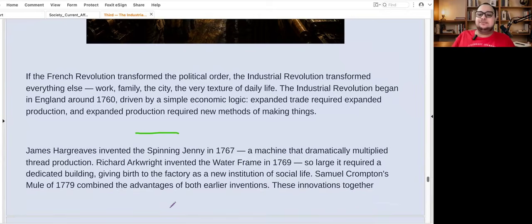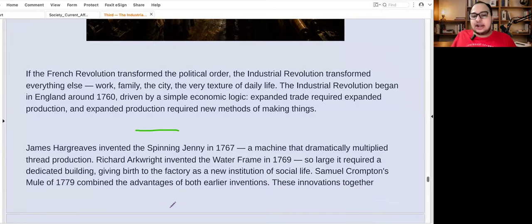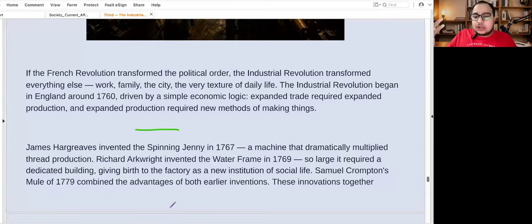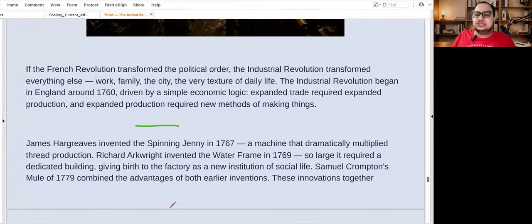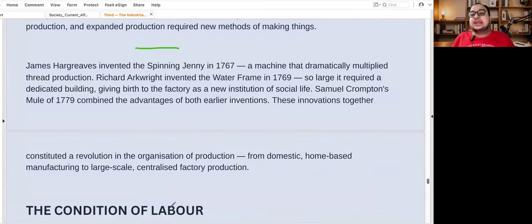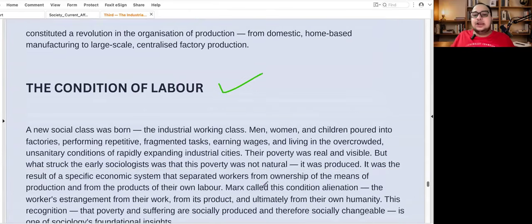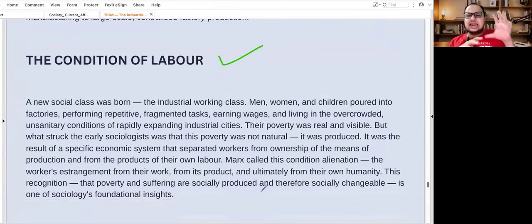They are working tirelessly. Then came Richard Arkwright. He invented the water frame. Samuel Crompton. Okay, so these inventions led to large-scale production. Factories were established. Now the condition of labor deteriorated. People were working tirelessly 8 to 10 hours, 12 hours, on very poor wage, living in the overcrowded, unsanitary conditions of rapidly expanding industrial cities. Poverty was real and visible. New kinds of jobs, beggary also developed, theft, petty crimes. All these were coming up. It was the result of a specific economic system that separated workers from the ownership of the means of production.